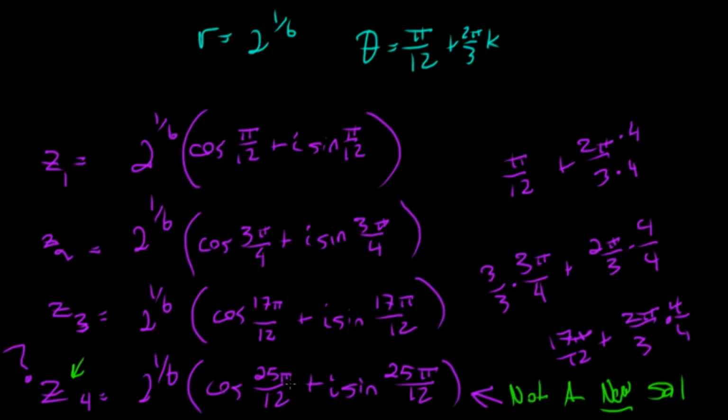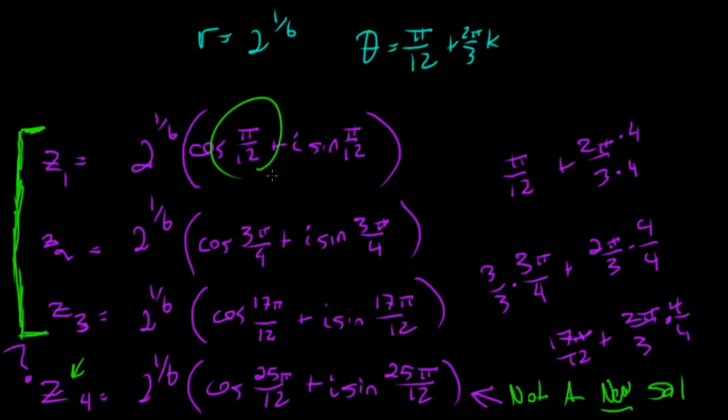All right, 25 pi over 12 is the same terminal angle as pi over 12. 12 times 2 is 24. This is the same angle as this one. Z1 and Z4 are the same. If I were to add 2 pi over 3 again, I would get Z2. If I were to add again, I would get Z3, and I would have a cycle. These three solutions are unique, and any other solution will just be a repetition of one of these three.